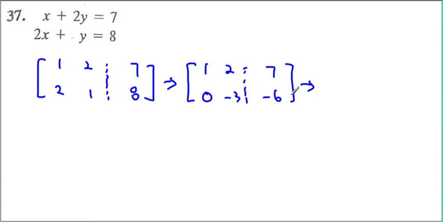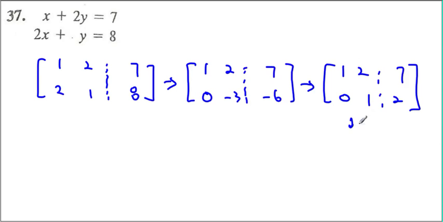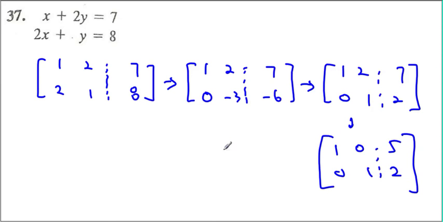And we can multiply the second row by negative 1/3. Then we get 1, 2, 7, 0, 1, 2. So I can subtract twice the second row from the first row. Then we get 1, 0, 5, and then 0, 1, 2. This means x equals 5 and y equals 2.